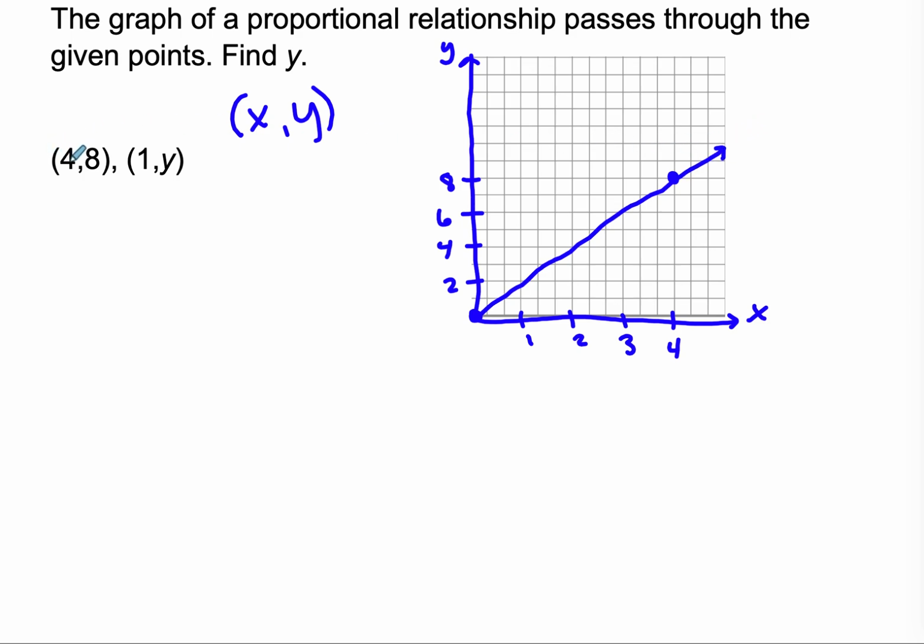Okay, so for x equals 4, y equals 8, and then for x equals 1, I want to know what y is. So I can look at 1, and I can follow that up to where it hits the line, and then I can go over to see what number it matches up with. So on this one, when x is 1, my y is going to be 2.